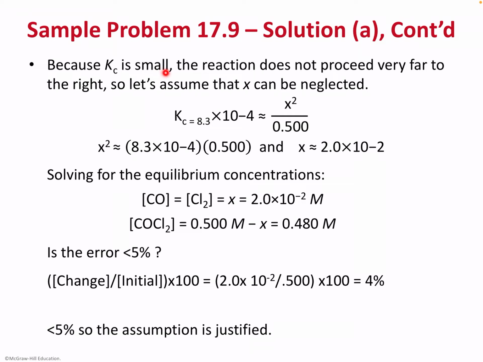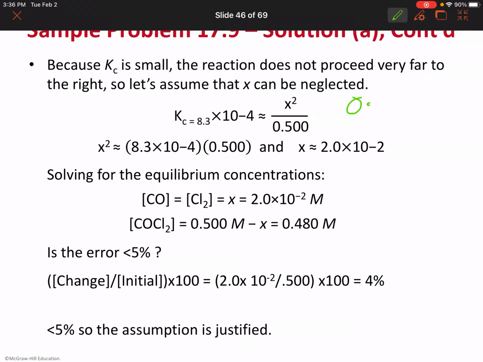Meaning, remember, in our Kc expression we have 0.5 minus X. So we're going to assume that is the same as just 0.5. So that's why Kc, 8.3 into 10 to the negative 4, equals X squared over 0.5, right? Then X squared would be 8.3 into 10 to the negative 4 times 0.5, and then you take the square root of that. That would be 2 into 10 to the negative 2. Okay, so that was easy, right? Because then we didn't have to go for the quadratic equation or long math.